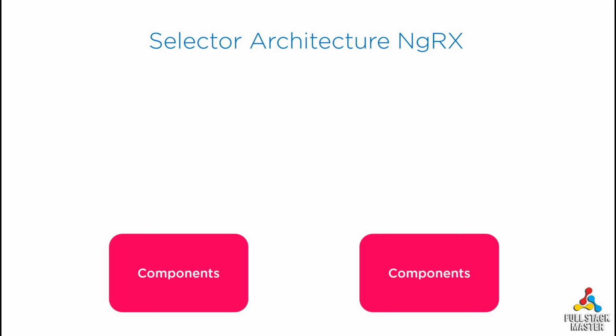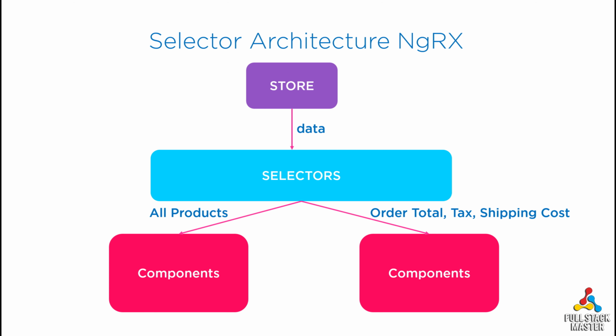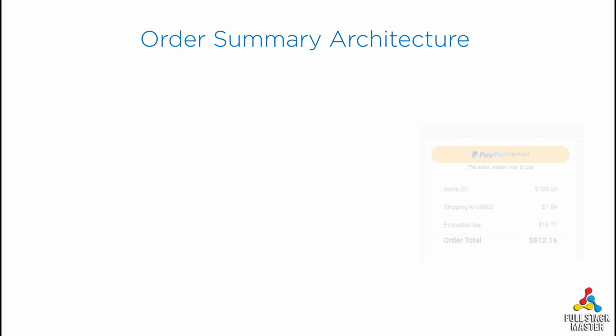Suppose you want to build the components and you want to show the view, like suppose in one component you are showing all products and in another component you are showing, let's say, total tax, shipping cost, etc. So what will you do? Any guess? Well, you will create a selector that will get the raw data from the store and pass the view data required to the components. So this is the principle that we are going to apply to solve our order summary view.